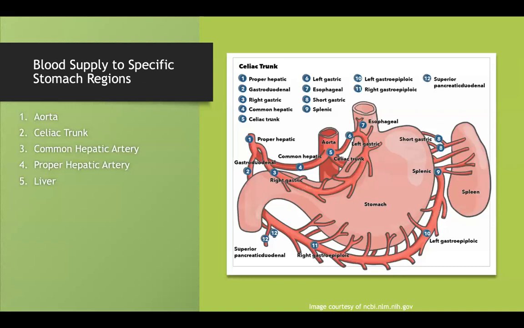If we look at a pictorial representation of this, we have our aorta, and then it'll go to the celiac trunk, which is this area with all three branch points. And then it'll go through the common hepatic artery, proper hepatic, and then the blood will finally reach the liver.